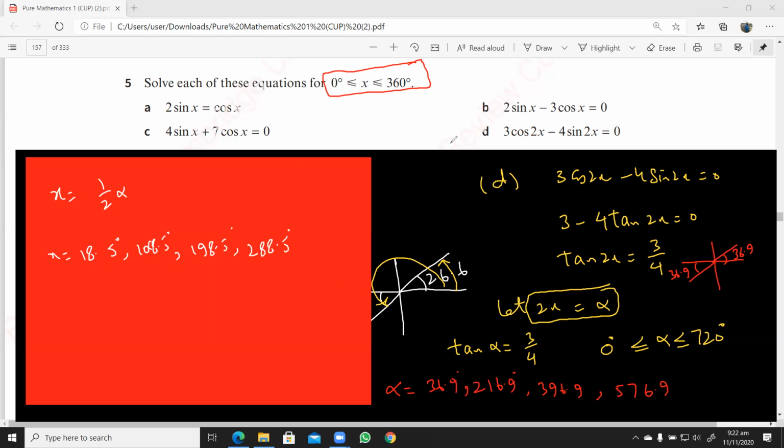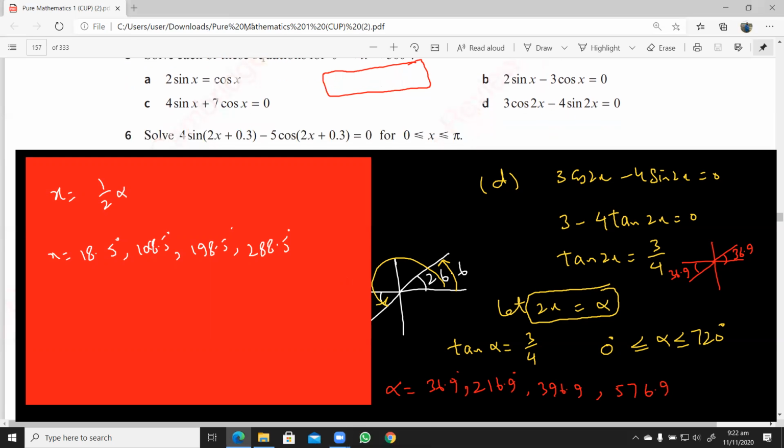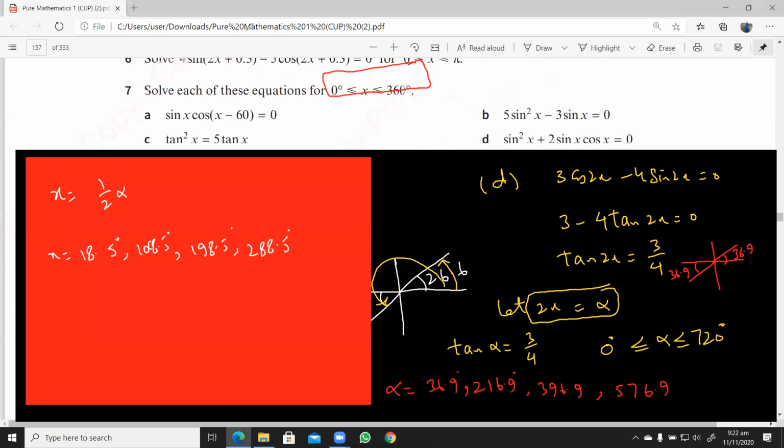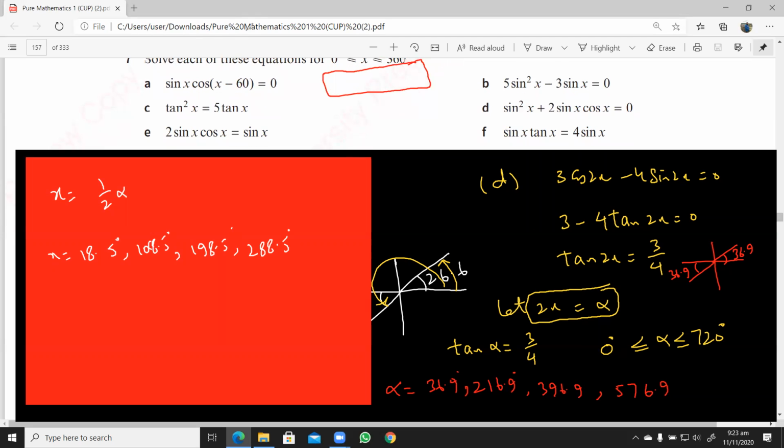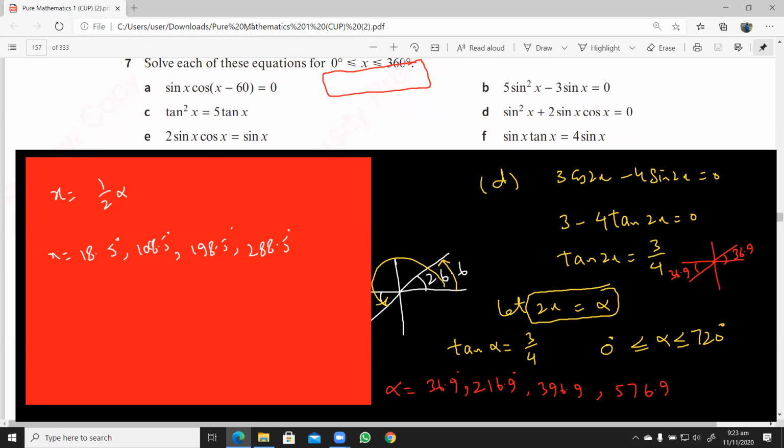Now look, I should have a case very similar to it next to it. Look at this question number 7, part E. Look at this 7 part E, children.